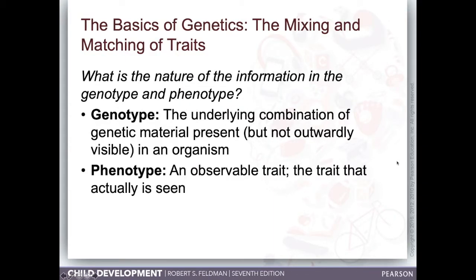The basics of genetics, mixing and matching of traits. You have your genotype and your phenotype. Your genotype is the underlying combination of genetic material which is present but not outwardly visible in an organism, and your phenotype is an observable trait, the trait that actually is seen.